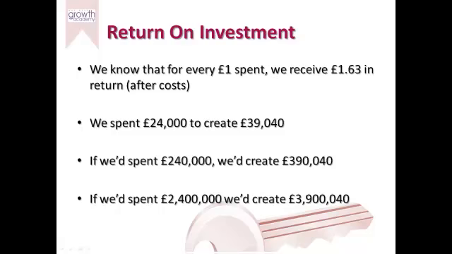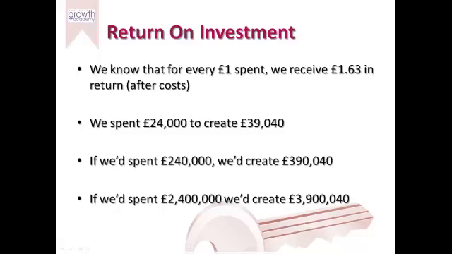So if we break that down on a little bit more complicated level, and I'm going to do this in a real example next week so you can see exactly how it works. We know for every £1 we're spending, we will get £1.63 in profitable returns. So that's our profit after cost. So we spend £24,000 to make £39,000. So we get £1.63 return for every £1 we spend.